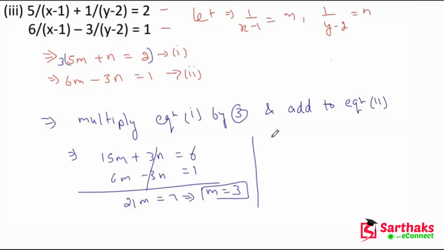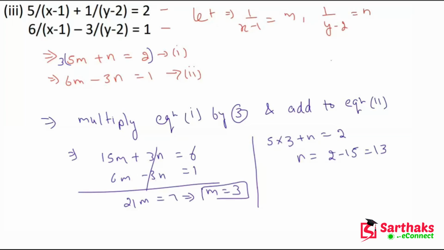So we get 5 into 3 plus n is equal to 2. Then we get n is equal to 2 minus 15, which is 13. So the value of n is 13. 5 into m is 15, plus n, is equal to 2. 2 minus 15 is this.